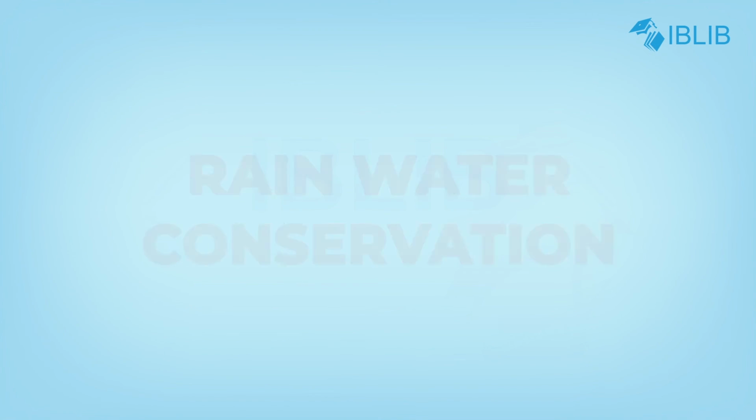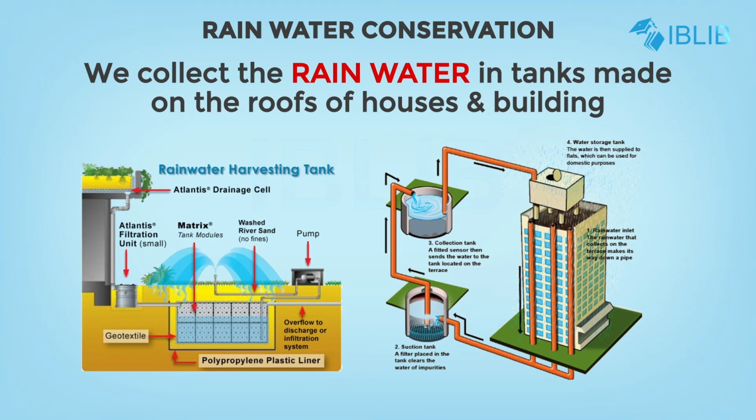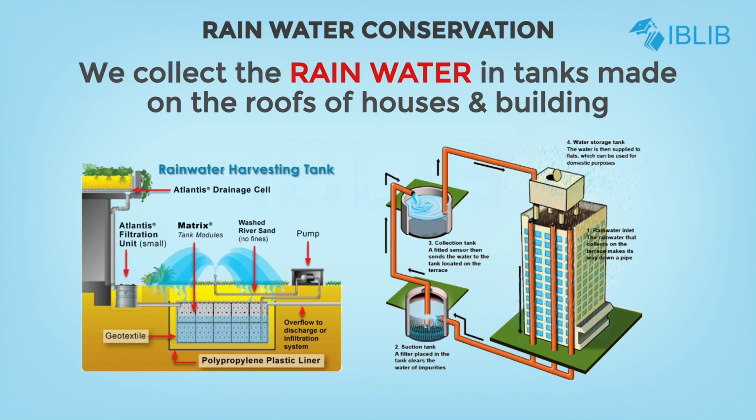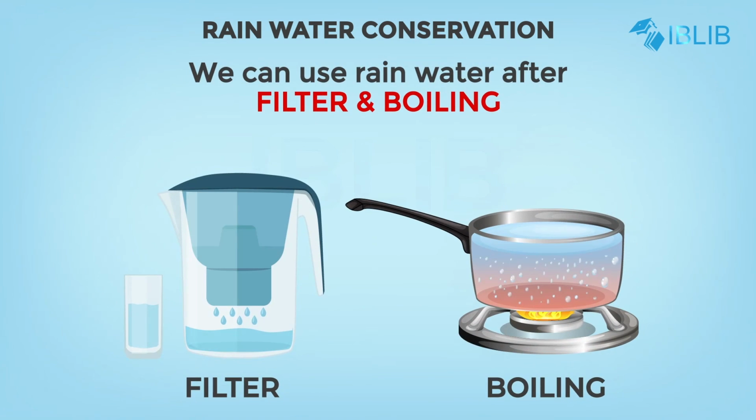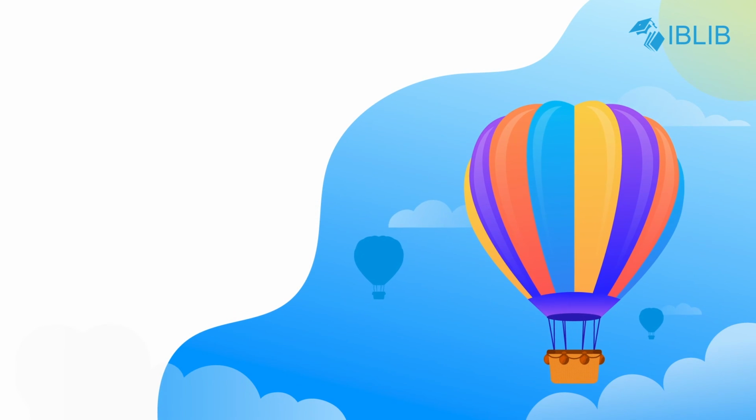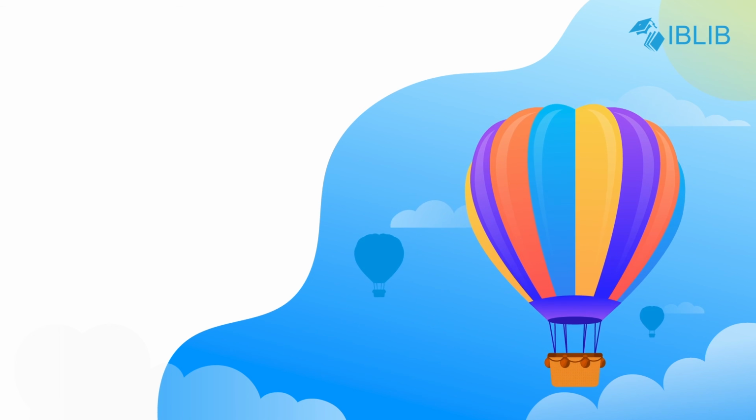Rainwater conservation. We collect the rainwater in tanks made on the roofs of houses and buildings. The water collected in the tanks is conserved rainwater. We can use rainwater after filtering and boiling. That is all about the topic air and water.